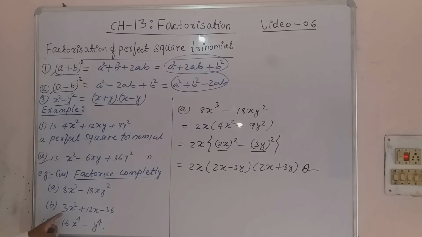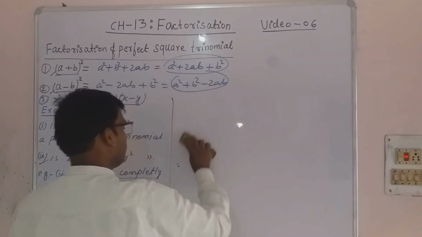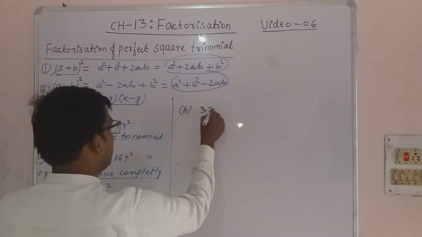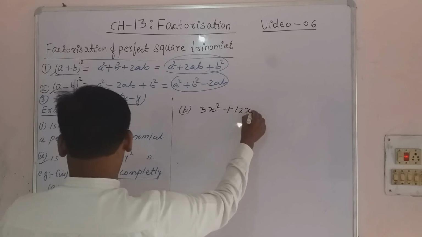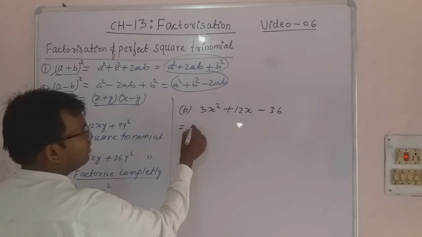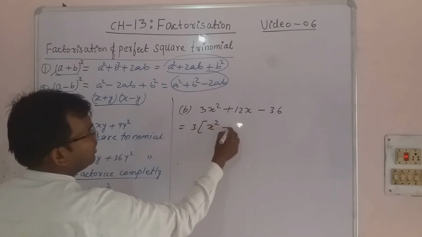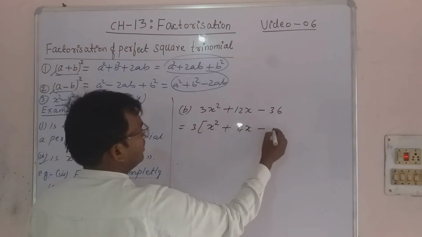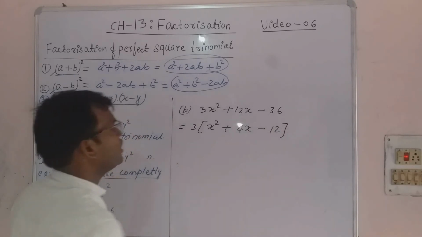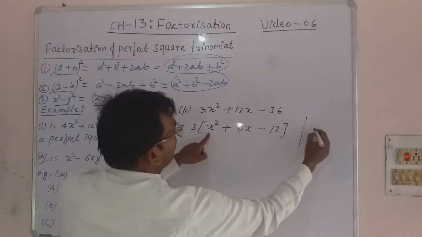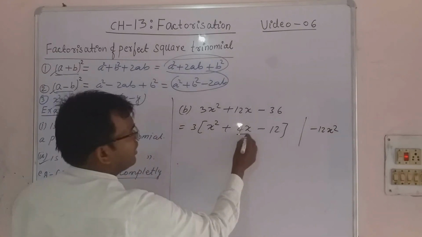In the same way, see the question number B. So B part, this is 3x square plus 12x minus 36. You can take 3 common in all. So after taking 3 common, it will be x square plus 4x minus 12. And that means first you multiply x square with 12, that means minus 12x square, and factorize 4.